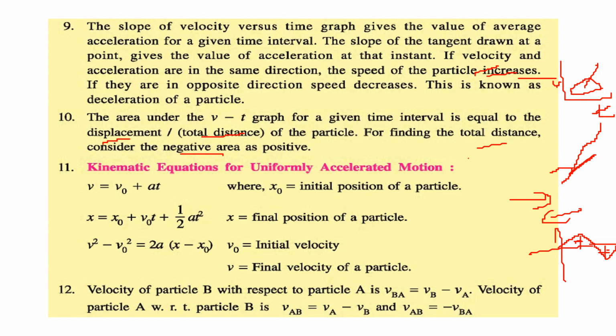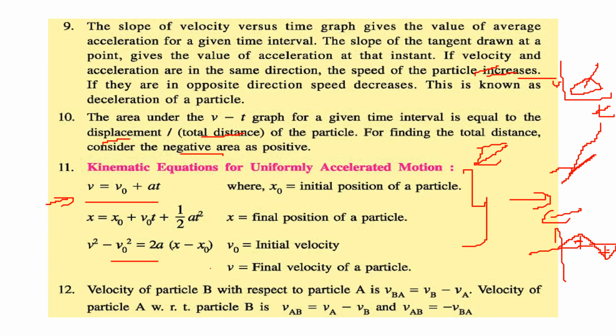There are certain kinematic equations for uniformly accelerated motion. V equal to V0 plus AT, so V equal to U plus AT. S equal to UT plus half AT square, and V square is equal to U square plus 2AS. These are the equations, and we use them like this in the chapter-wise discussion.